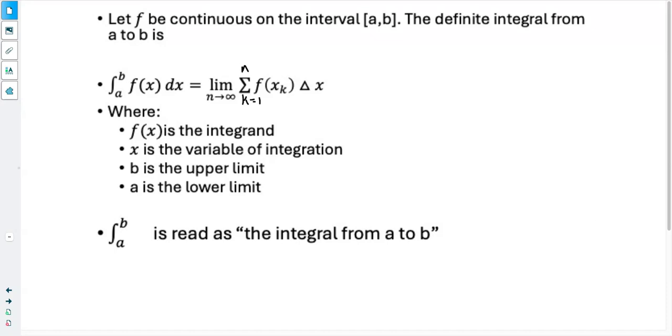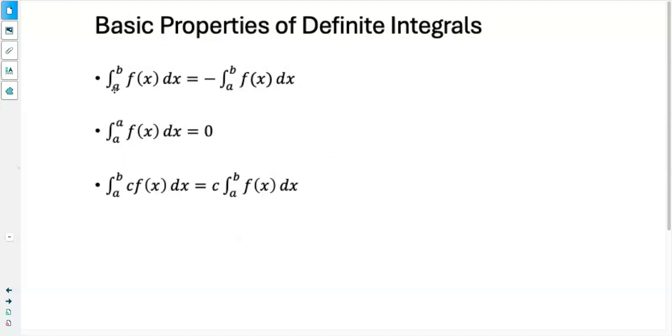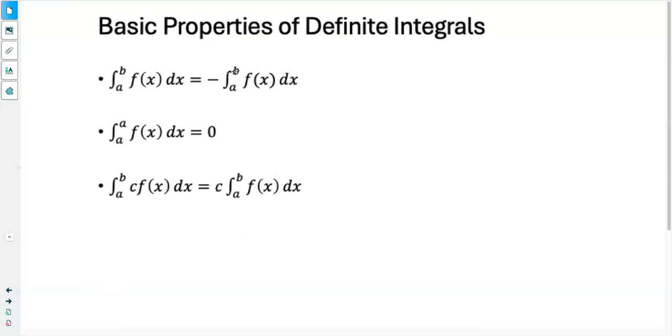Now we'll look at some basic properties of definite integrals. So if we have the integral from a to b of f of x, that's going to equal, I have an error on here. These should have been reversed on this one. So the integral from a to b of f of x is going to equal the negative integral from b to a of f of x. Now, if we have an integral from a to a, our x value is not really changing, so it's giving us 0.